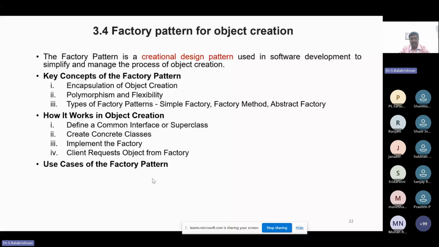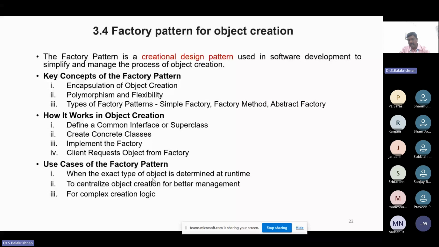Particularly when the exact type of the object is determined at runtime. For example, a software application might choose different types of database connections like MySQL or PostgreSQL or some other databases, and to centralize the object creation for better management and complex creational logic, and finally creating families of related objects, so multiple objects are created. So these are the different use cases for the factory pattern for object creation. So that's about it.